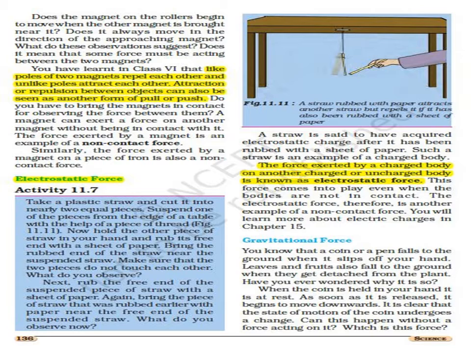So this attraction or repulsion is another form of pull or push, and this type of force resulting from the two magnets is known as magnetic force. Now when we place two magnets separated from each other, there is no contact involved, but still one is attracting the other, or one is repelling the other. So this is an example of non-contact force. Another example is electrostatic force. It is exerted by a charged body on another charged or uncharged body, and so the name is electrostatic force. That is, some charges are involved in this type of force.